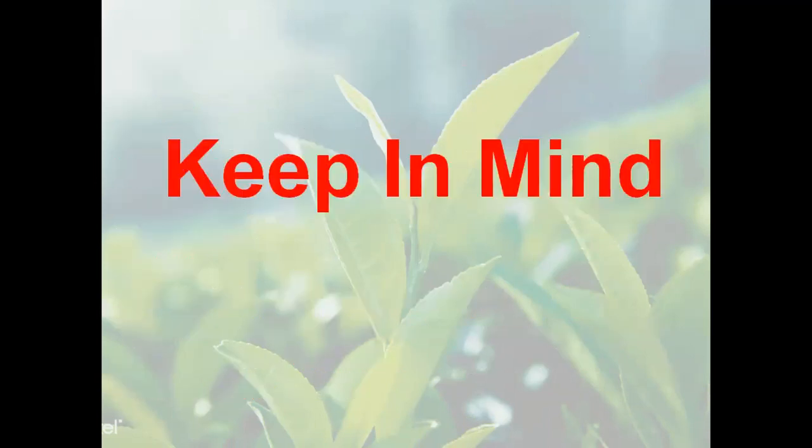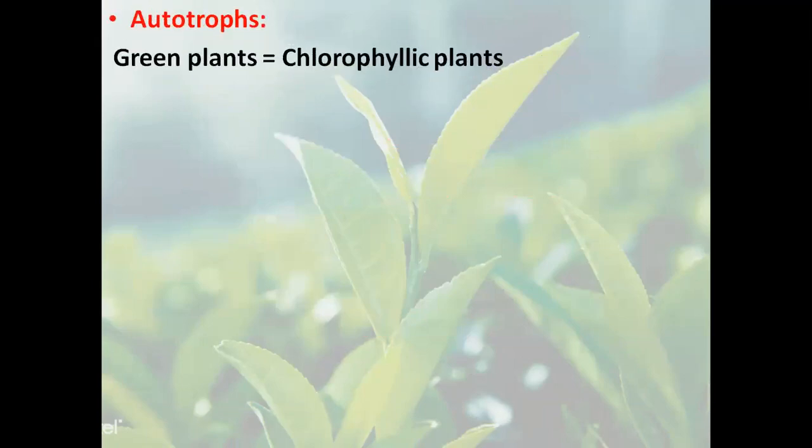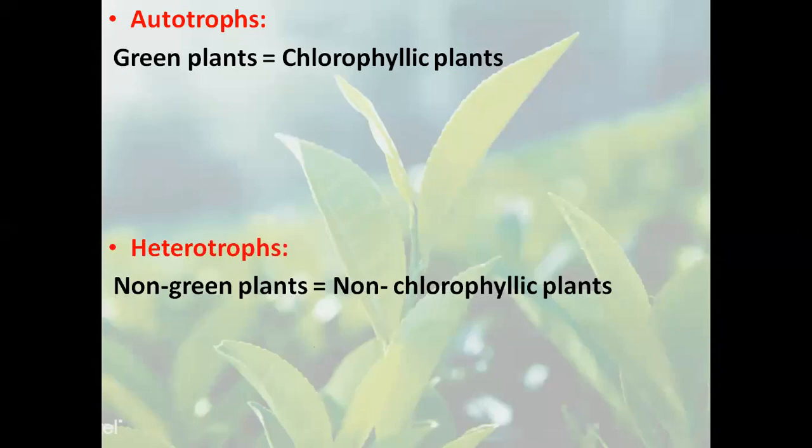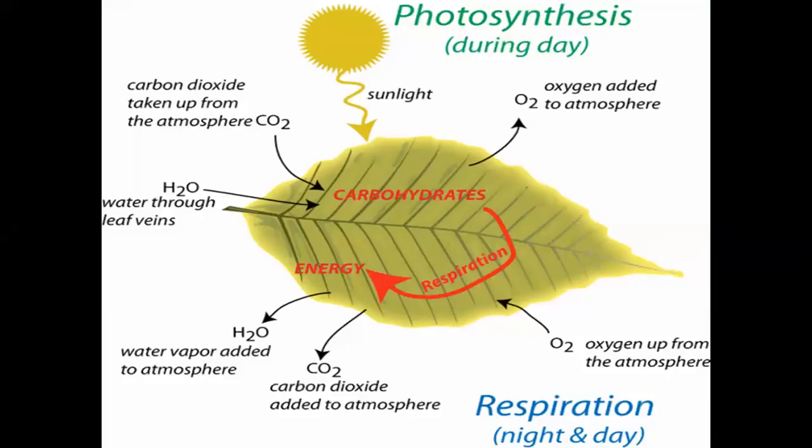You have to keep in mind that green plants are called chlorophyllic plants or autotrophs. For example, if I ask for a definition of chlorophyllic plants, it's not enough to say green plants. You have to say the green plants are chlorophyll plants that contain chlorophyll. You have to mention this. While heterotrophs are the non-green, non-chlorophyll plants.